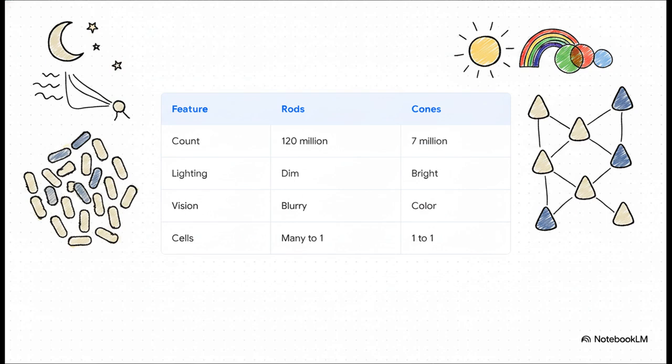Cones, on the other hand, well, we have way fewer of those, about 7 million, and they require a lot of bright light to work. But because each cone connects to its own single dedicated neuron, they provide the incredibly sharp, high-resolution, full-color vision that we rely on all day long.